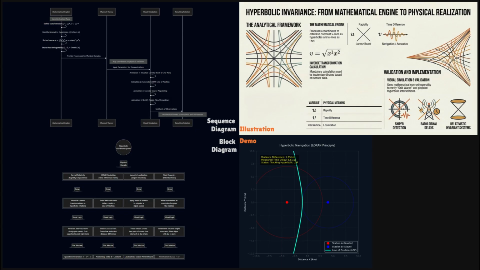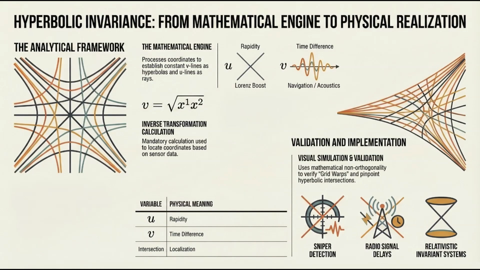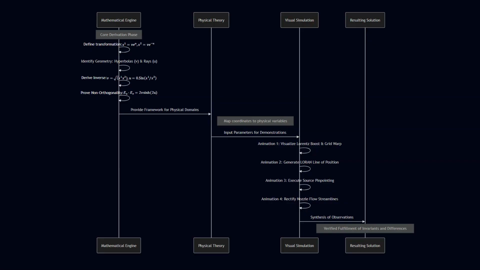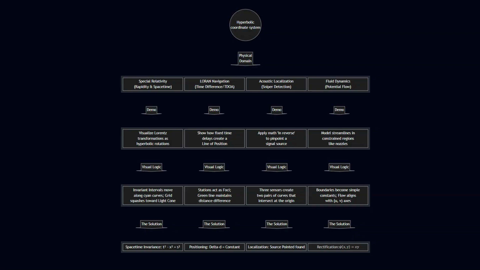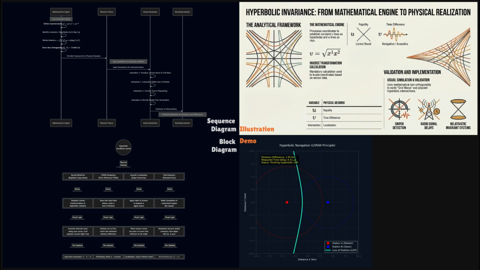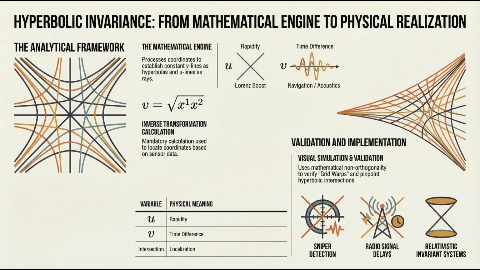Validation. The sequence diagram uses the mathematical proofs of how non-standard grids behave to power visual simulations, which ultimately confirm that this system is the ideal tool for tracking things that remain constant or measuring specific differences. Relationship with the block diagram. The relationship here is one of structural connectivity, where the derivation sheet provides the genetic code for different functional blocks.